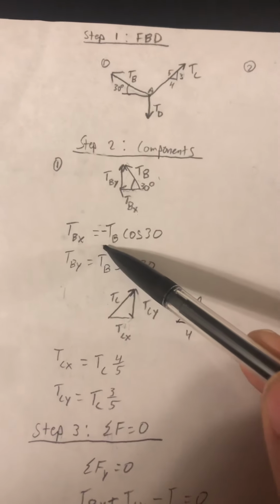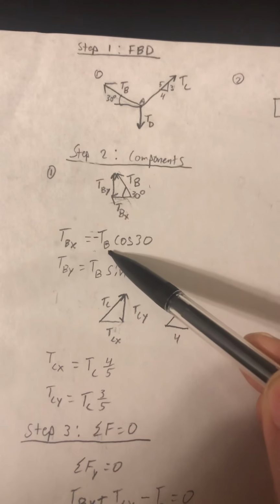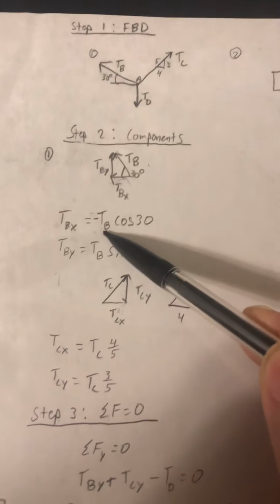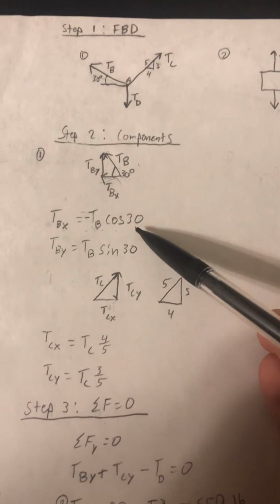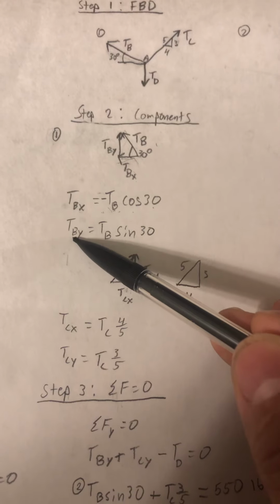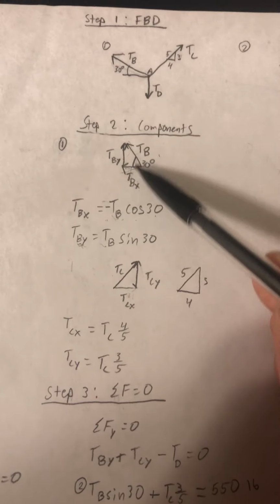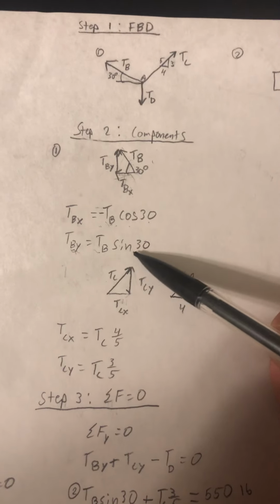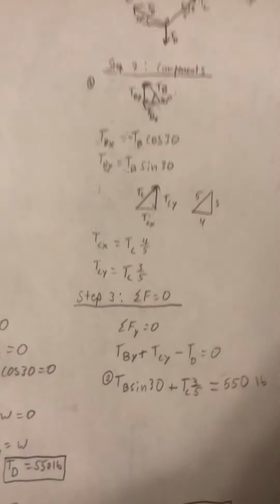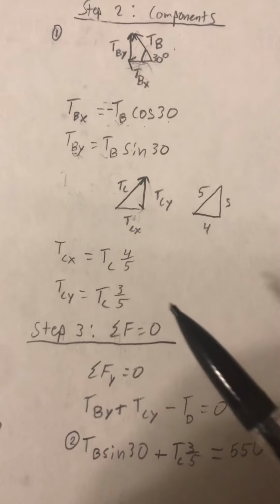TBX is in the negative X direction, because it's going to the left: negative TB cosine 30. And then the Y component of B is going to be positive because it's going up: TB sine of 30. And you get the sine and cosine from the triangle that you draw.